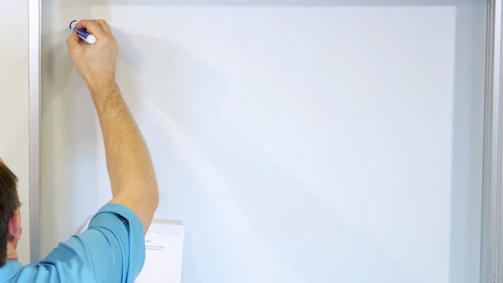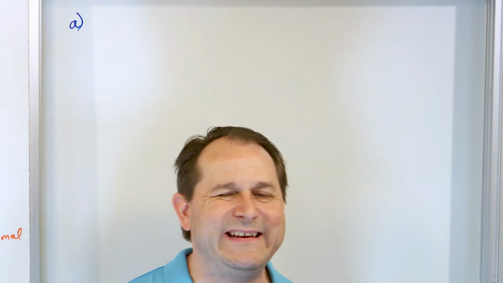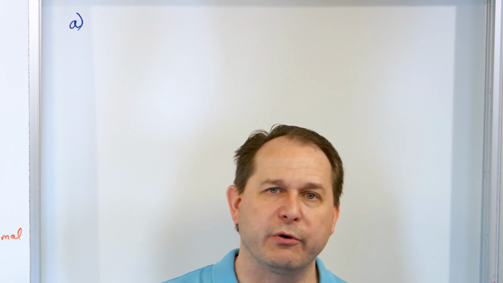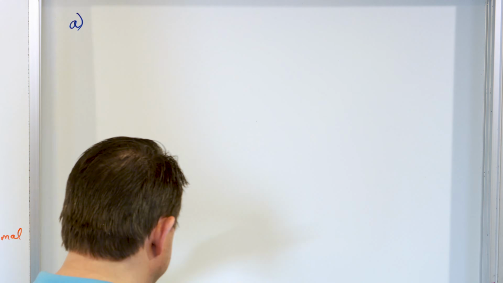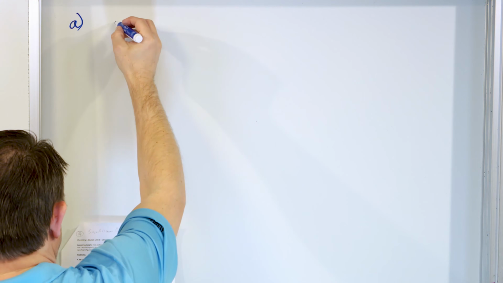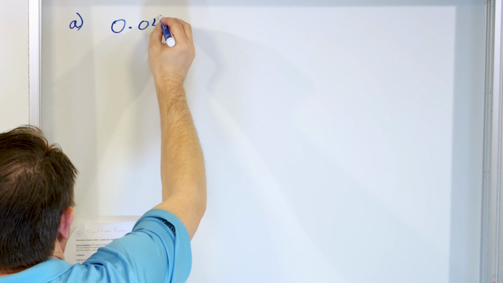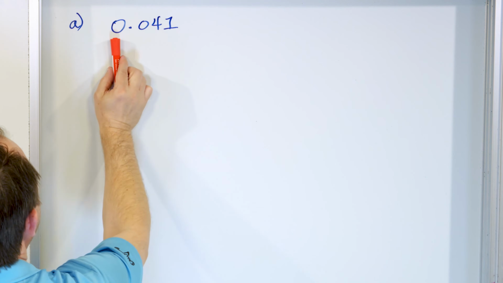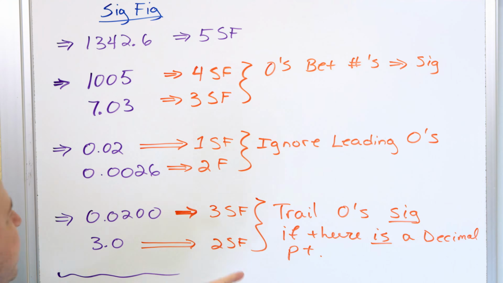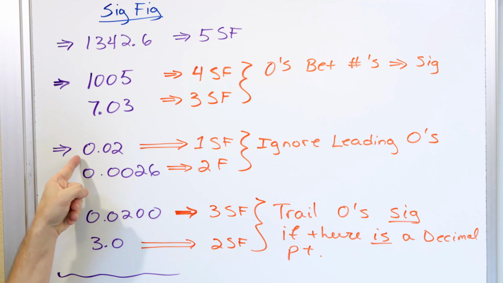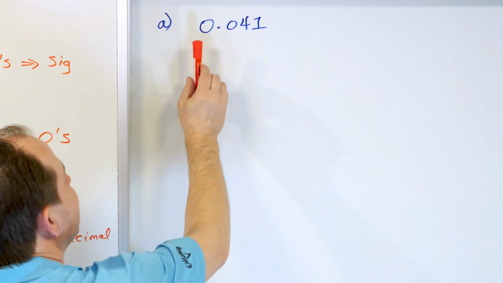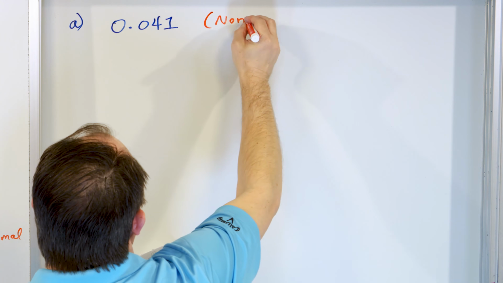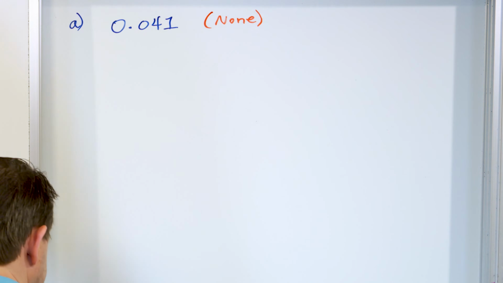What we want to do for these problems is I want you to only look at the zeros in the number and tell me which of the zeros are significant. So what we're going to do is underline the zeros that are significant. All right? So the first number, 0.041. Which of these zeros, if any, are significant? Well, we said leading zeros are not significant. We said right here, ignore leading zeros. Leading zeros, not significant. So that's not significant. That's not significant. So we have nothing to underline. We'll say none of those zeros are actually significant.